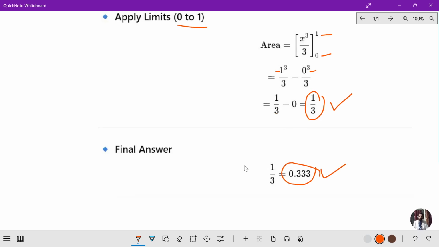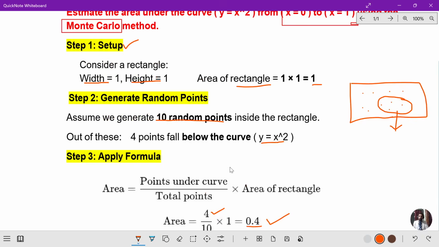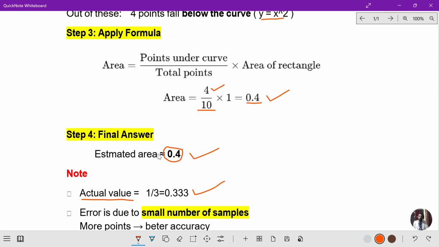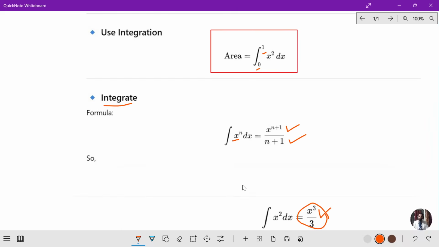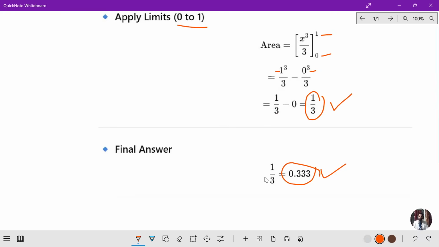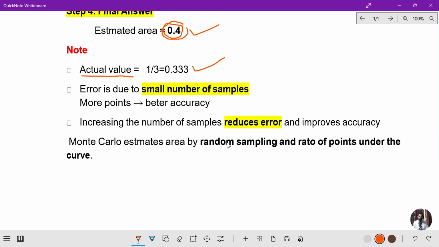When we apply the Monte Carlo concept, the result is 0.4. But what is the actual result? The result is 0.33. Hence, what is the conclusion here? The error is due to the small number of samples. We received some error because actually we needed to get the answer of about 0.33, but what we received was 0.4.